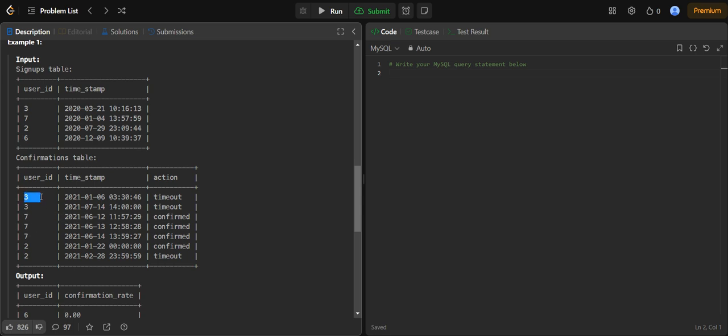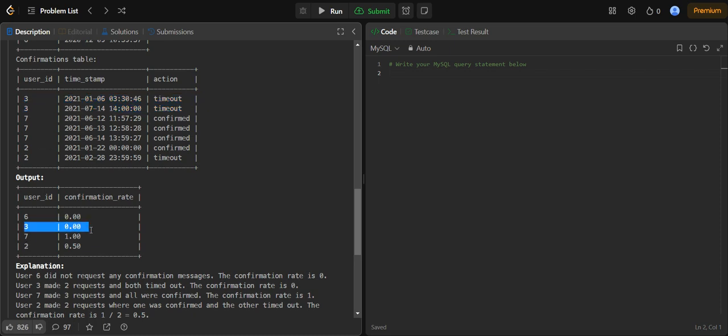Now user ID 3 generated how many messages? 2. Both were timed out. So the rate will be what? 0. For user ID 3, the rate is 0. Again for 7, how many messages did it generate? 3 messages, all were confirmed. So the rate will be what? 1. So for user ID 7, the rate is 1. Again for user ID 2, 2 messages were sent out. One was confirmed, one was not. So the rate will be 0.5. So user ID 2's confirmation rate is 0.5.